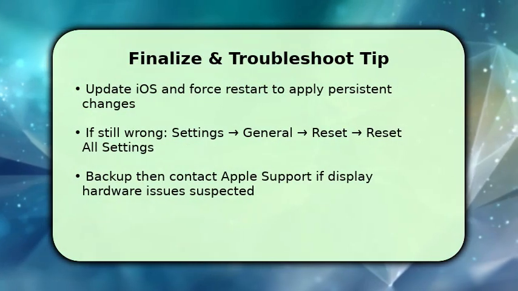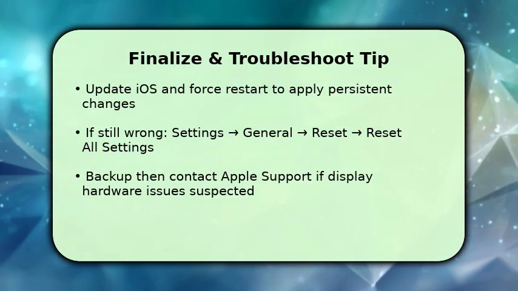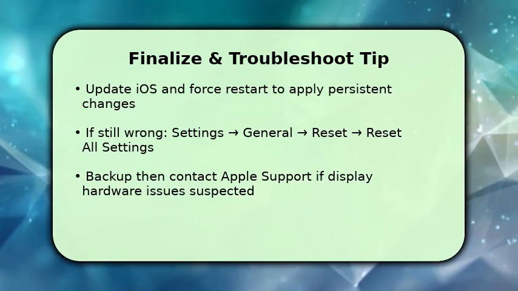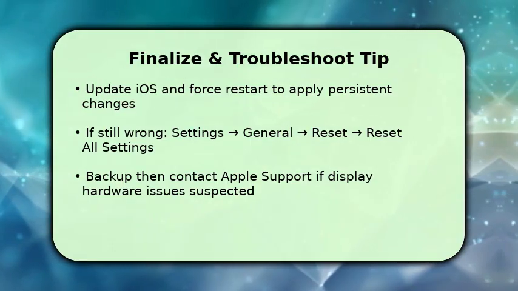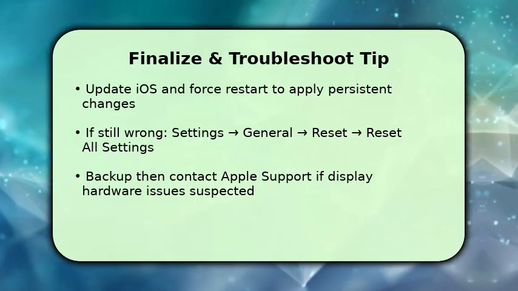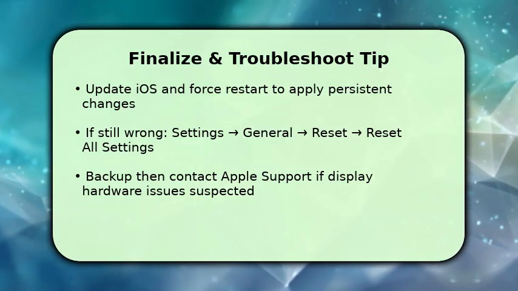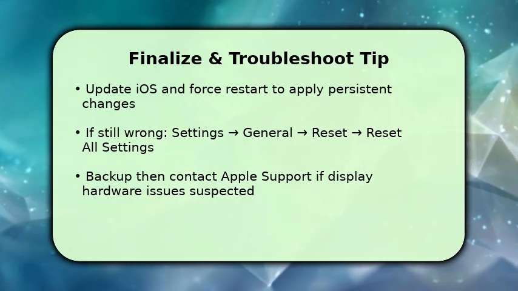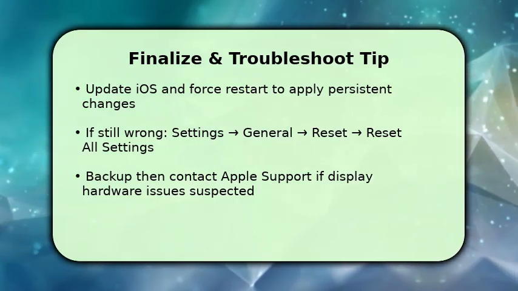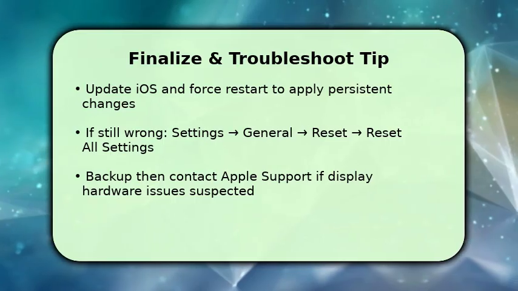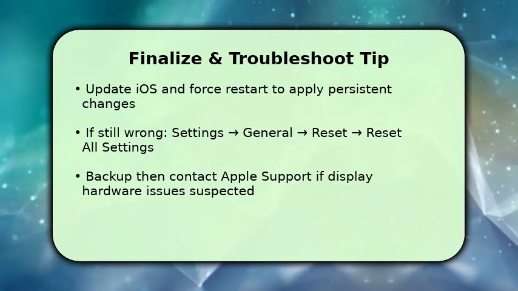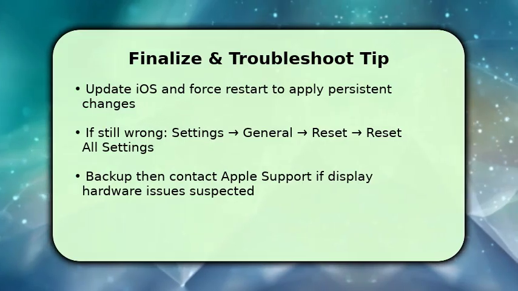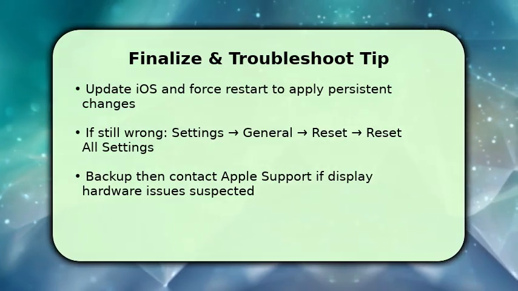If dark mode still behaves incorrectly, go to Settings, then General, then Reset all settings. This restores system defaults without erasing data and removes conflicting configs. As a last troubleshooting tip, if reset doesn't help, back up your iPhone and contact Apple support. Persistent display problems can indicate app bugs or hardware issues that require deeper diagnostics.